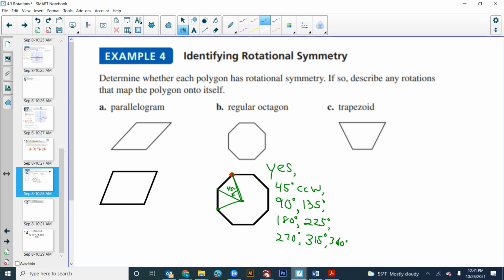Does a trapezoid have rotational symmetry? Did it have line symmetry? Yeah, remember the line we drew through it? Does it have rotational symmetry? No.